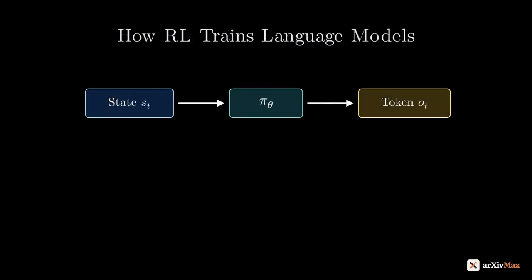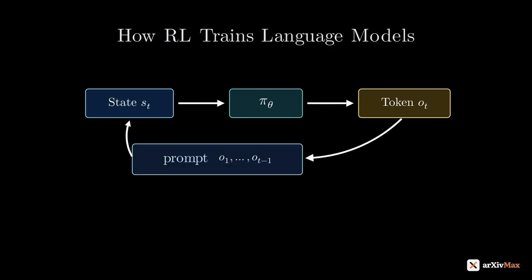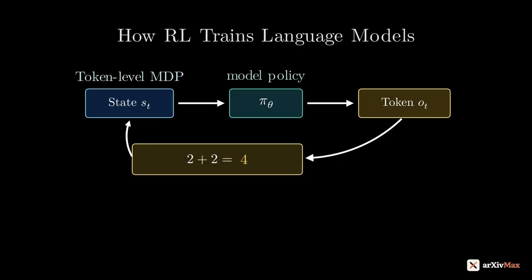Think of text generation as a sequence of decisions. At each step, the model sees the prompt plus everything written so far, that is the state, and chooses the next token, the action. For instance, if the question is 2 plus 2, after writing equals, the state includes that text, and the action is choosing the next token, say 4. This is a token-level Markov decision process. The policy is the model itself.